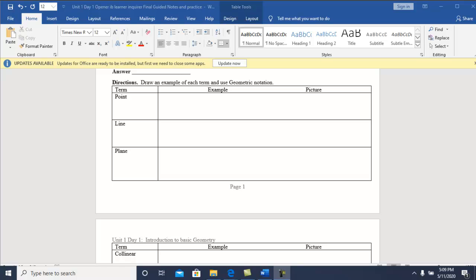If you'll notice in the guided notes, there are several questions for you to answer. We're just going to take a look at the first question.